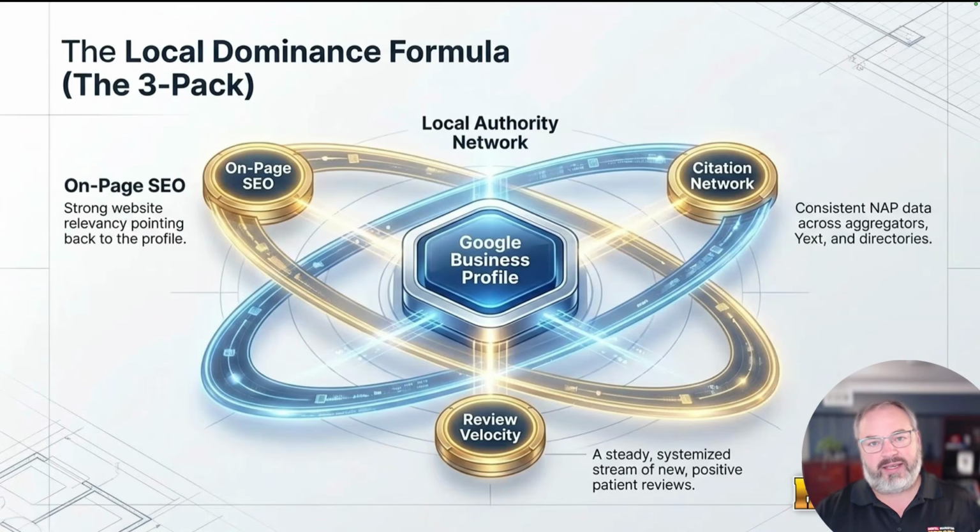You need to have consistent name, address, and phone number data across aggregators, Yext, directories, Yelp, you name it. You need to be everywhere, right? Because you can't control where Google and the AI search platforms actually look for the directory citations. So you need to propagate that everywhere. And then review velocity. You need to have a steady, systemized way of asking satisfied, happy patients to leave you Google reviews. Very, very important.